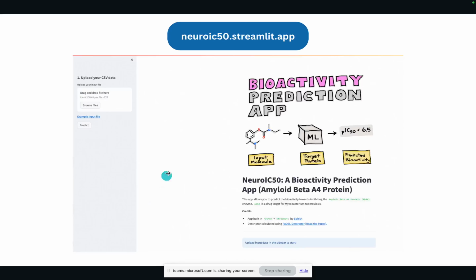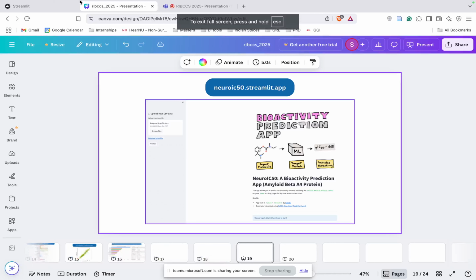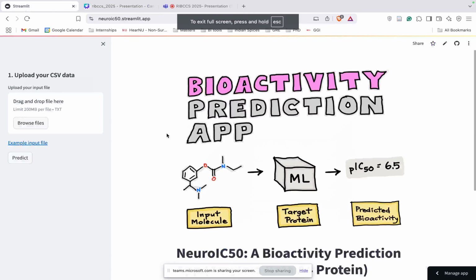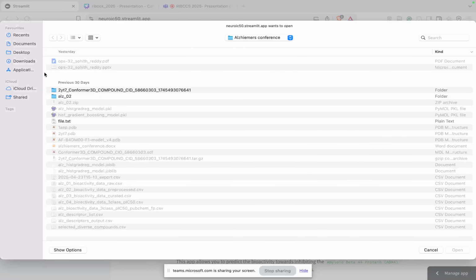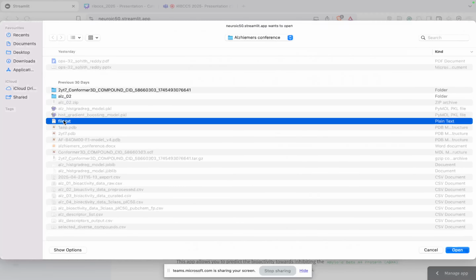So this is the website which we have devised, NeuroIC50.streamlit.app, which I can show you right now. Here, this is a website which we devised. You input your molecule in the form of SMILES, and then you give your ChEMBL ID and the database source, and then our machine learning model, which is the histogram gradient regressor, will analyze and give you the pIC50 value, which is the predicted bioactivity. I have a saved text file, so I'm going to show you. I'm going to upload it over here, and then I'm going to start predict.